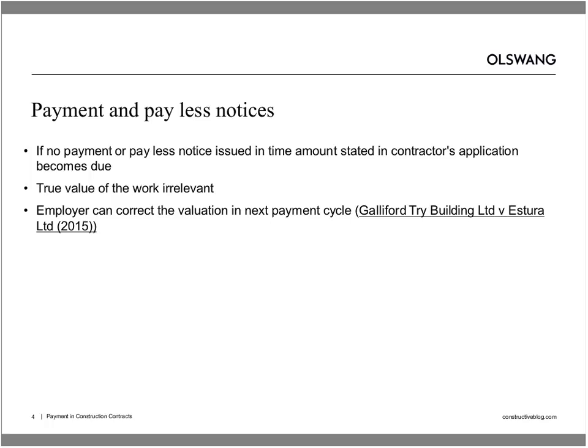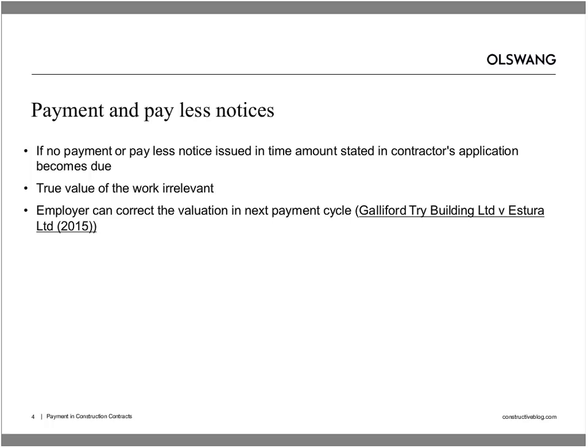So what happens if the paying party fails to issue a payment notice or a pay less notice in time? Well, there are certainly serious consequences for any party that fails to issue a notice when it should do. I've already touched upon the consequences for the contractor, which is effectively, if it doesn't get the payment application in on time or in the right way, then potentially it's going to be in a situation where it has no right to payment at all, at least in that relevant application period.